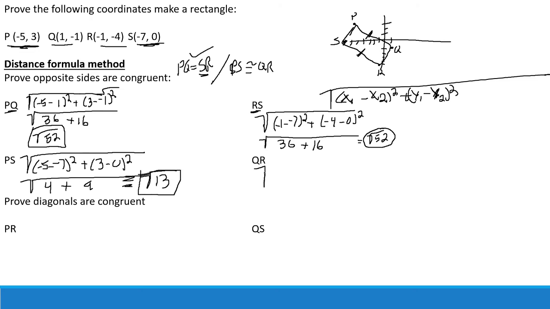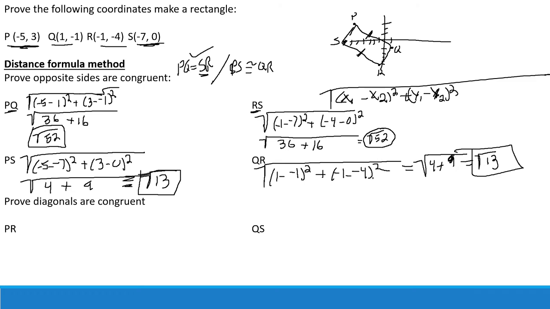And then QR, we'll hope is the same. So x is first, so 1 minus -1 squared plus y's, -1 minus -4 squared. Here equals, so let's see here, that'd be 2 squared, which is 4. Oh, sorry, I was doing that wrong mental math there, my bad. This would be -1 plus 4, which is 3. 3 squared is 9. There we go. And then that would all equal out to be root 13. Okay. So opposite sides are then congruent. So we know the opposite sides are congruent.